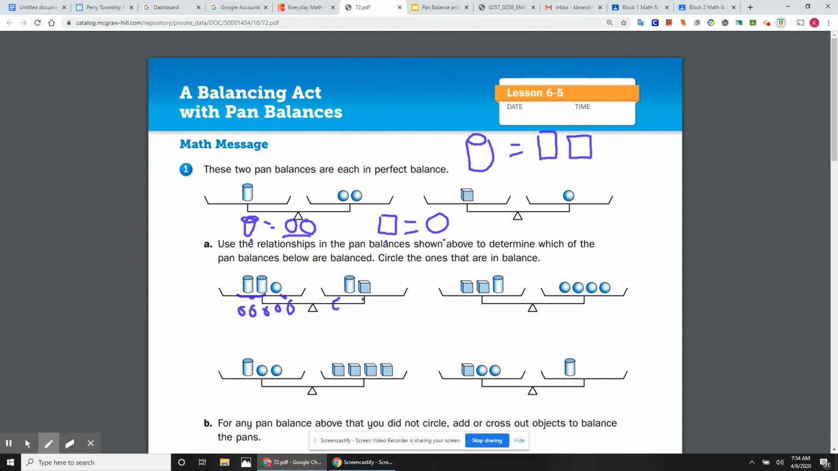And on the right side, this one would equal 2 spheres, and then a cube equals 1. So those would not be balanced. We would need 2 more spheres to make this balanced. So I could draw on 2 more spheres, but also a cylinder equals 2 spheres, so I could draw on a cylinder, and then that would be balanced.